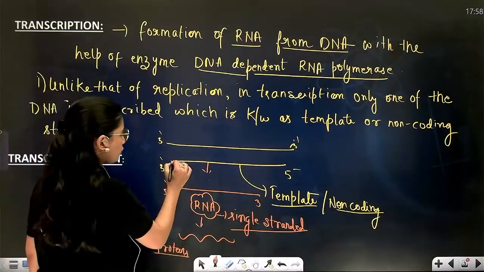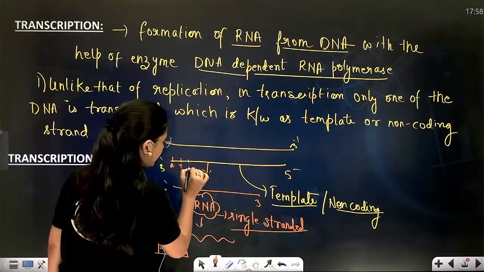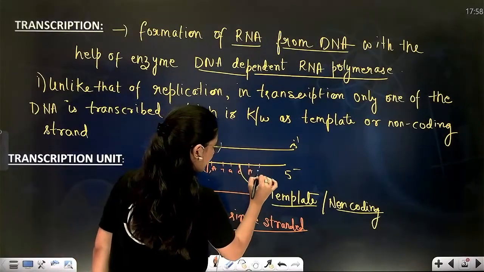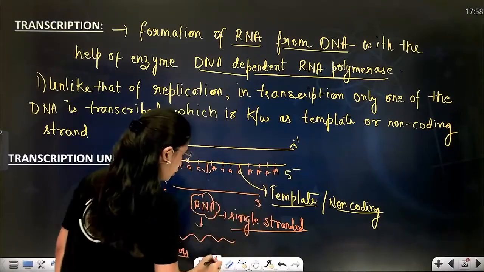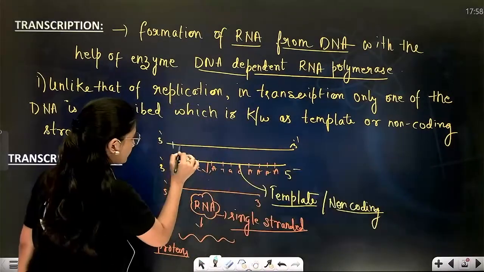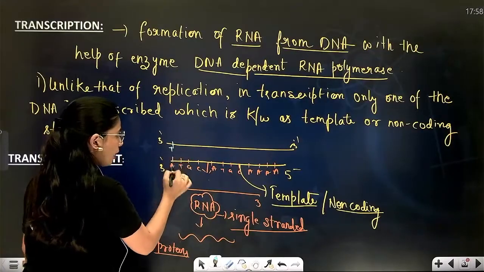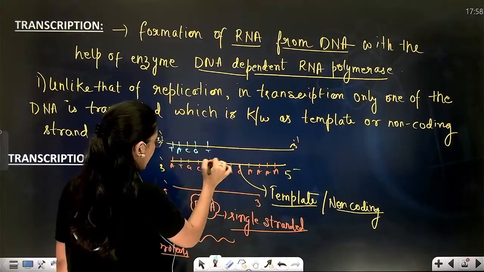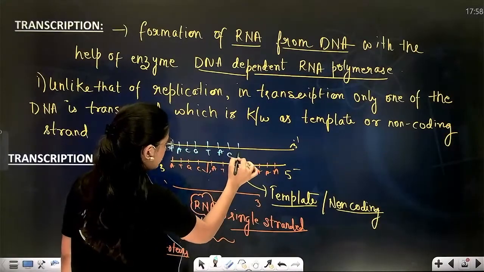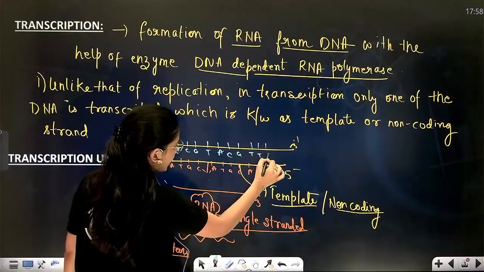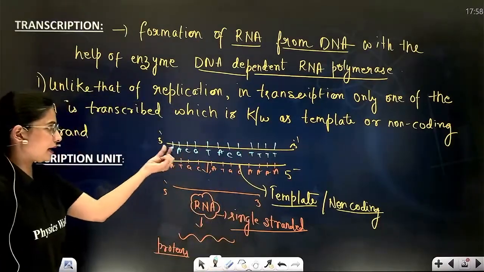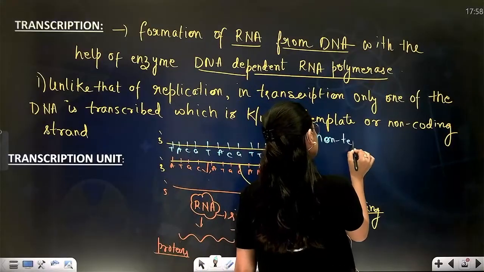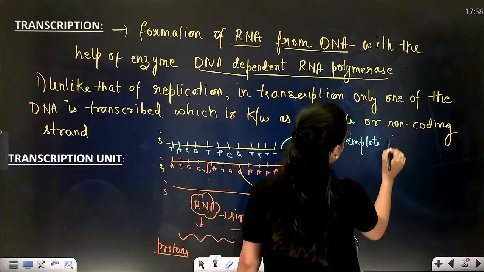I mean to say, if over here the arrangement is ATGC, AAAAA, for example, then on the complementary side the nucleotides will be: complementary to adenine is thymine, adenine, cytosine, guanine, thymine, thymine, thymine, thymine. This is going to be the arrangement of nucleotides on the non-template strand, which is also known as the coding strand.